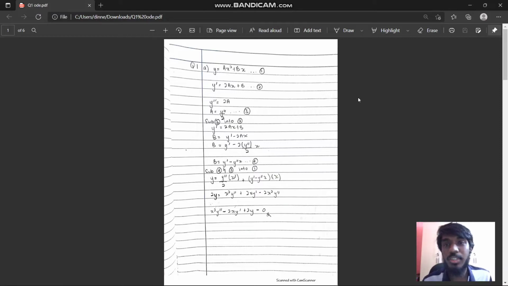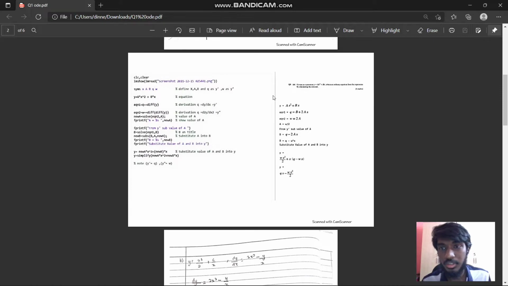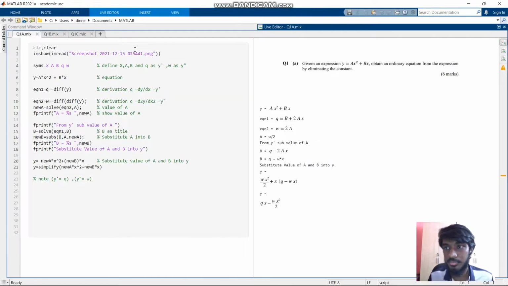Today I am going to explain question 1. This is the manual calculation for question 1. Okay, I used MATLAB for simulation, so let's see the question 1 MATLAB. This is question 1: given an expression y equals ax squared plus bx, obtain an ordinary differential equation from this expression by eliminating the constants.